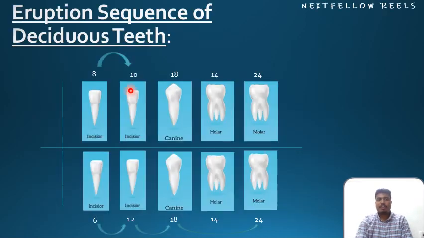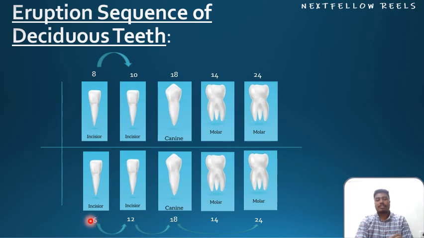So now, for the eruption sequence of the deciduous teeth, we have to arrange them in the same order like this: the central incisor, the lateral incisor, the canine, the first molar and the second molar. The same for the upper jaw. Now you have to write 6 below the central incisor lower, then 12 at the next incisor, then 18 at the canine and 24 at the molar. Now just continue adding 6 plus 6 plus 6 and you will get the approximate age in months.